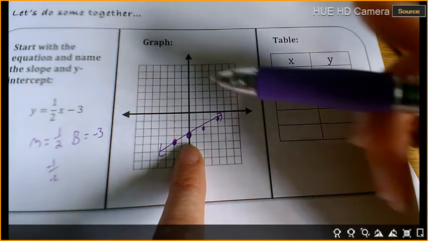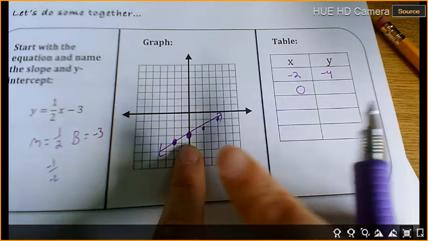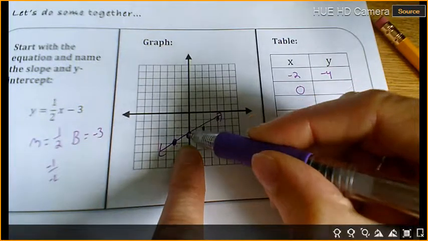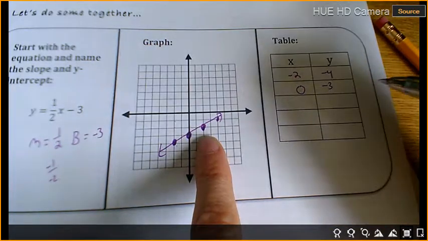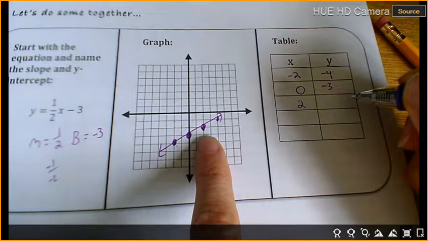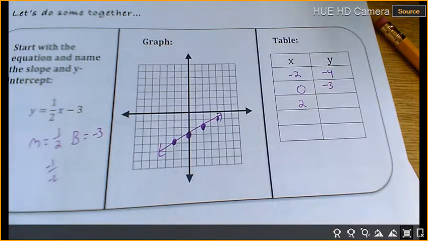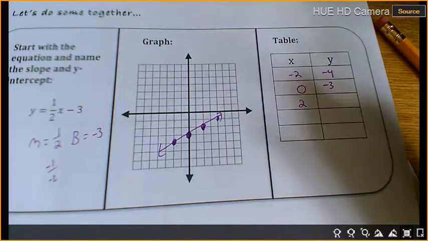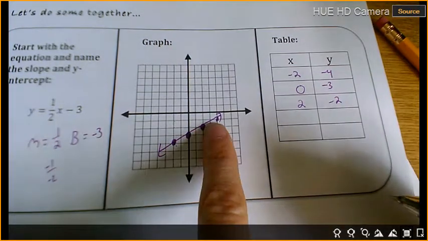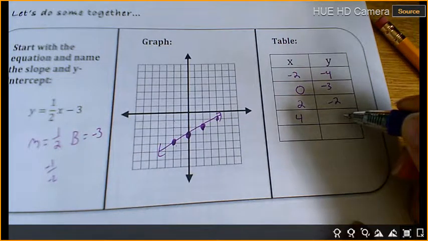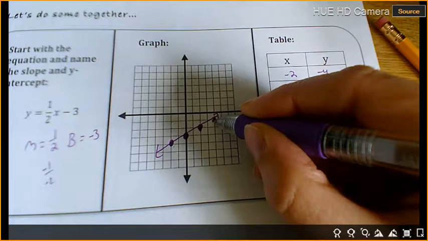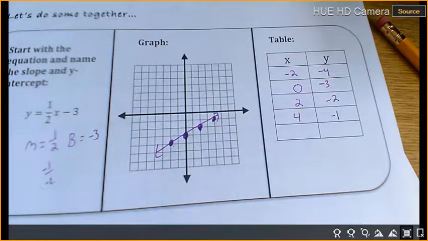Okay. So my next point is at 0. What? How much did I go down? Good. And when x is 2, what's y? -2. Good. And when x is 4, y is -1. Right? Because it's right below. Okay? Yeah, okay. That's correct, Christian, what you said.